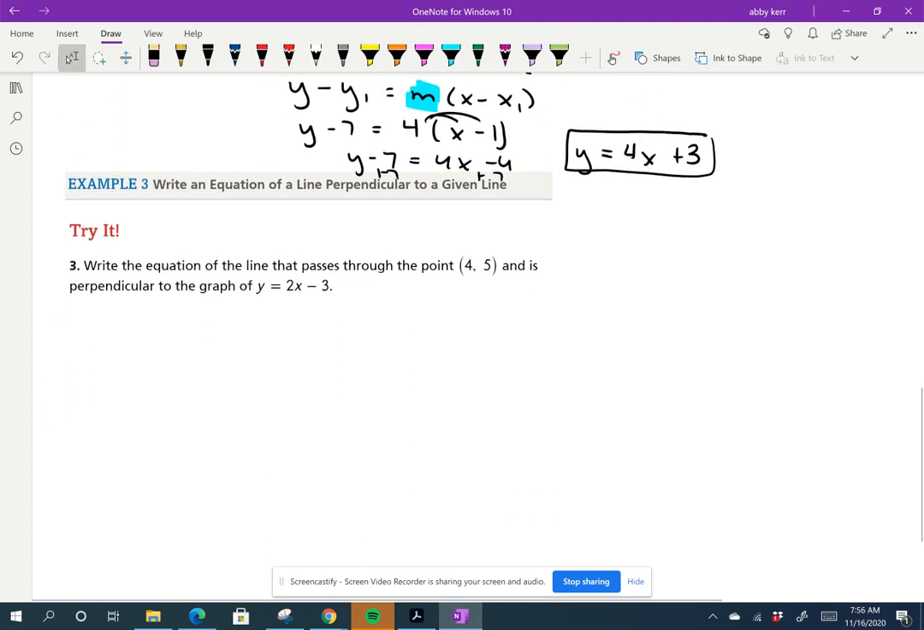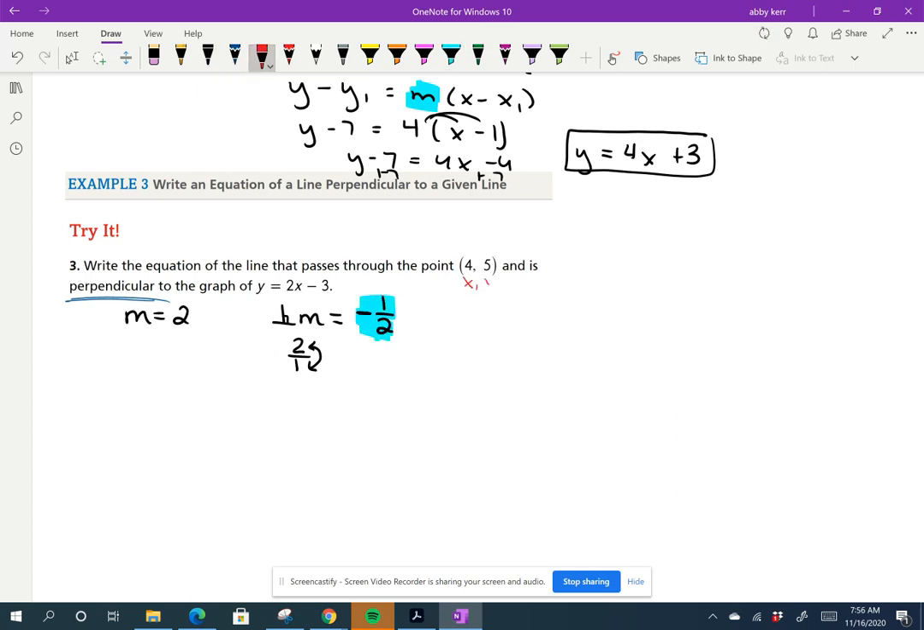All right, for your try it, same idea. It says perpendicular. So you know that you are going to have to do something to your slope. The slope that was given was 2. We need to find the perpendicular slope, which we had a positive. Now we're going to have the negative because it's opposite. You can write the slope as 2/1, and now you have to switch it for the perpendicular. So our new slope is going to be -1/2.